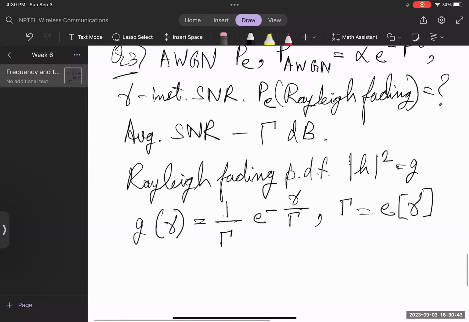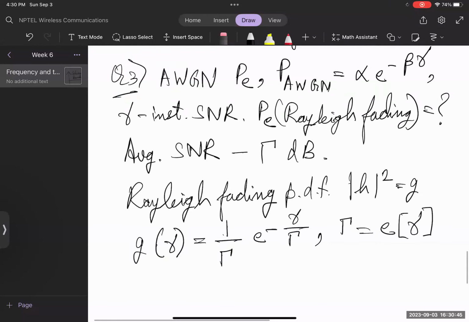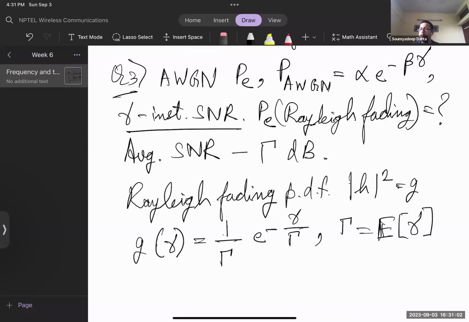Sir, what is this capital gamma? It is the expectation of small gamma, the average SNR. Small gamma is the instantaneous SNR and the average SNR is capital gamma.